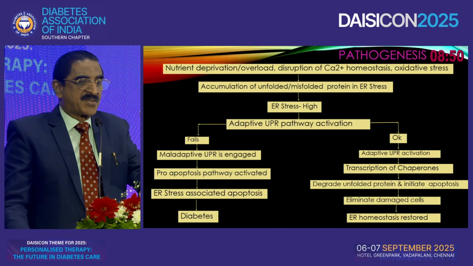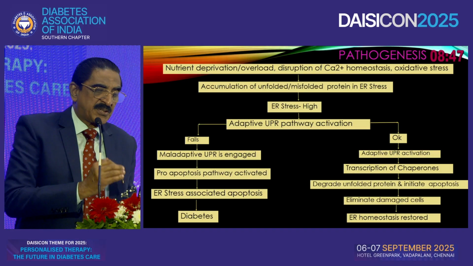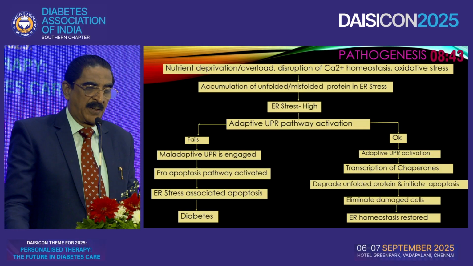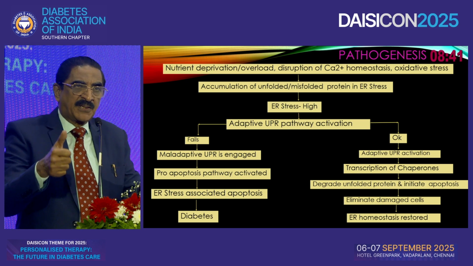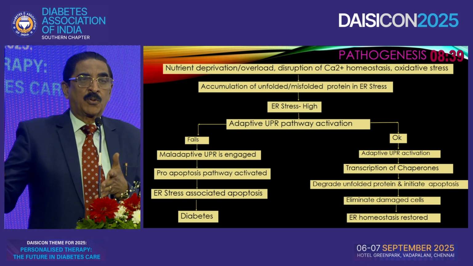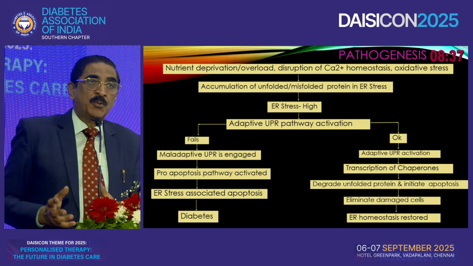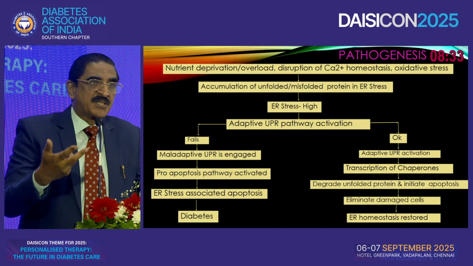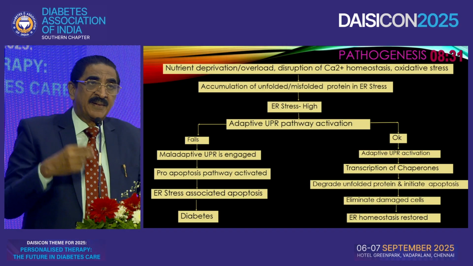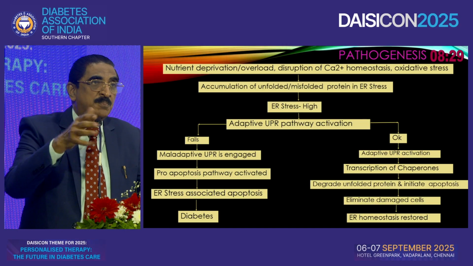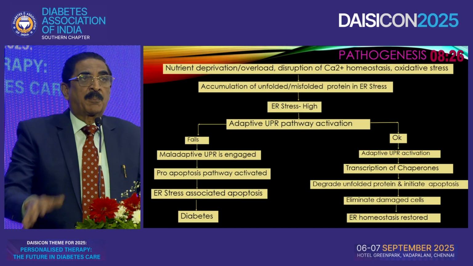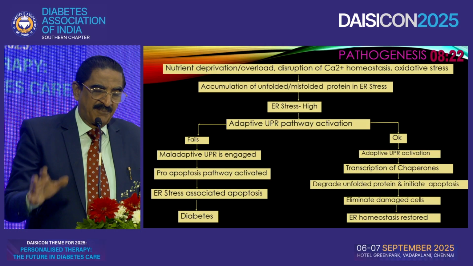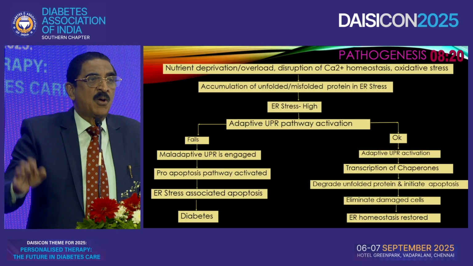This causes high stress, and there is a remedy for this which I told you, an adaptive UPR pathway activation. If this activation is successful, well and good, it becomes okay. Adaptive UPR activation helps in transcription of the chaperones, which I'll tell you a little later, and degrades the unfolded protein. It's disposing the protein and initiating apoptosis of that particular protein, and finally eliminates the damaged component, and finally the endoplasmic reticulum becomes all right.